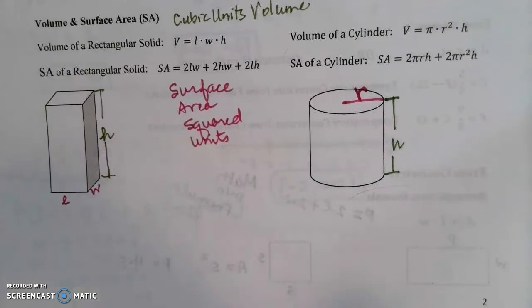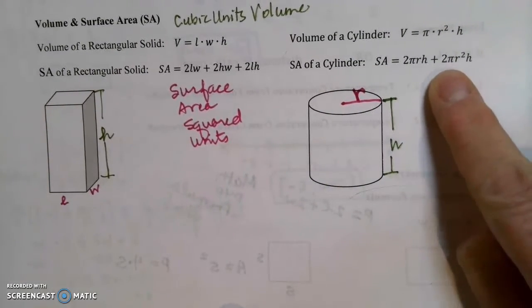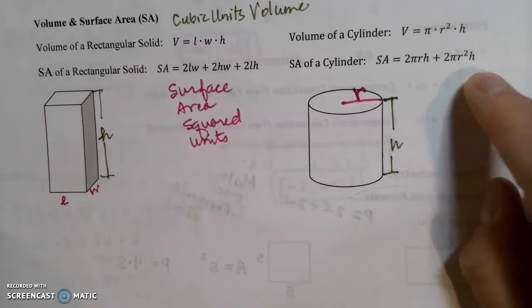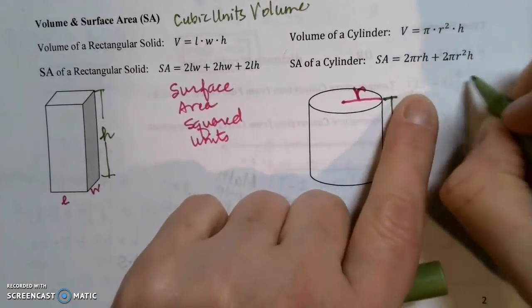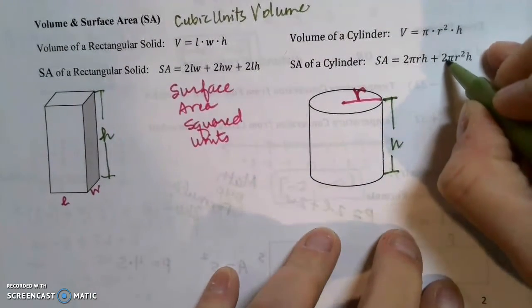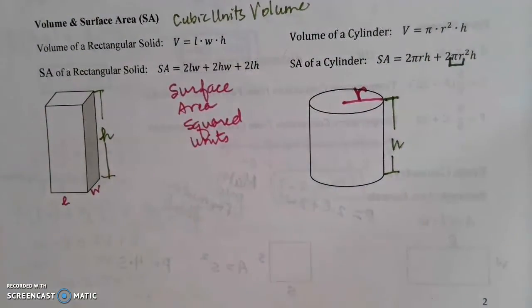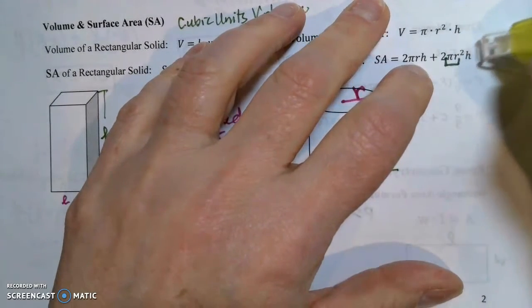Surface area for a cylinder, same basic idea. We've got two of that base. So you can see here that pi r squared is the area of the base. And that should not have the height on it. No, that is a typo. That should not have an h there. Sorry about that. Get rid of that.